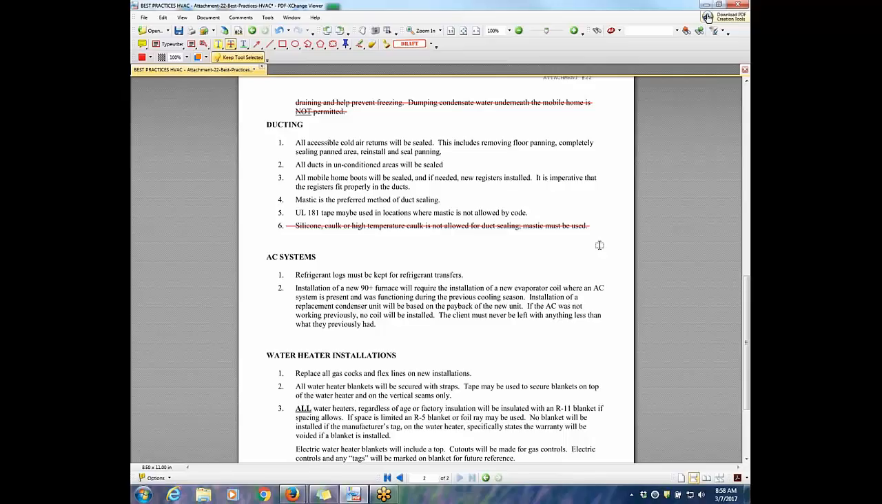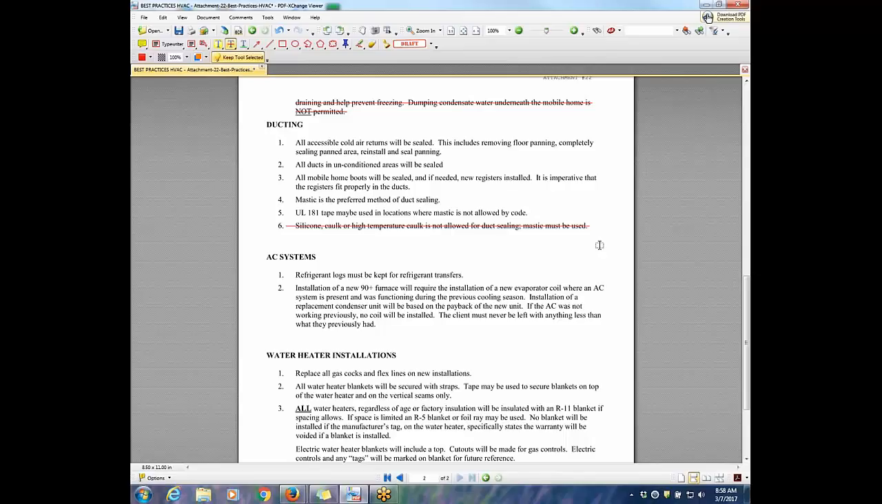I think this language could be changed, because we seal return duct as a health and safety item if it's causing backdrafting, or negative pressure on the CAS or anything. So maybe this language needs to be changed to, we seal return ductwork as a health and safety measure because it's causing problems in the CAS. And of course, any ductwork out of the envelope, we do whatever we can to seal it. So I think that statement, all accessible cold air returns will be sealed, period, is maybe a little too prescriptive.